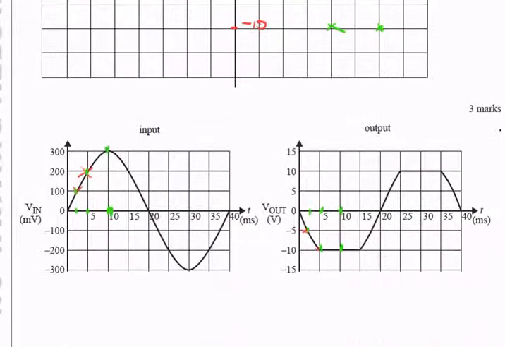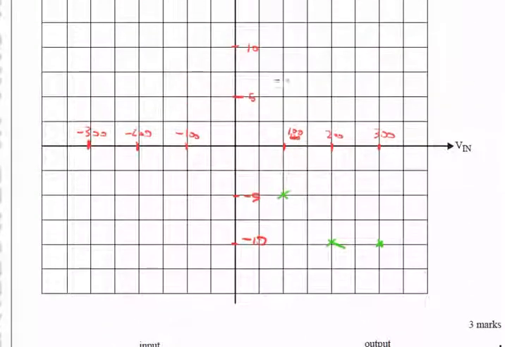And we can go through the other side. At 22 milliseconds or something, minus 100 millivolts turns into positive 5. You can see where this is going. Minus 200 would turn into minus 10, and just like before, minus 300 is also 10. So that is nice. You'll use a ruler to do this. Nice straight region, and this is our clipped region.